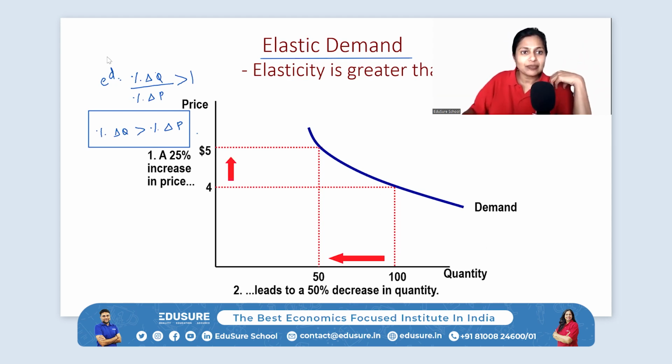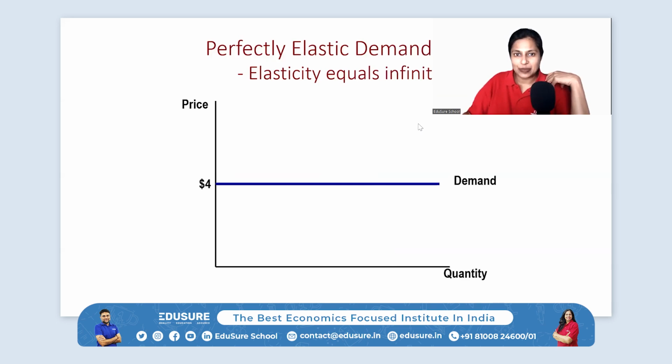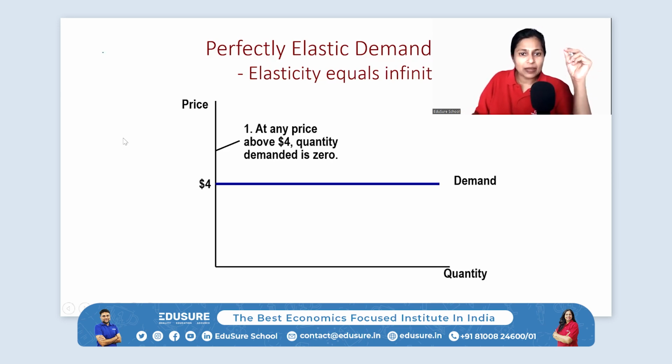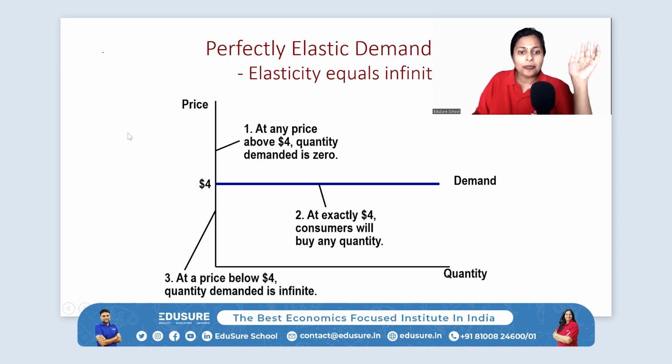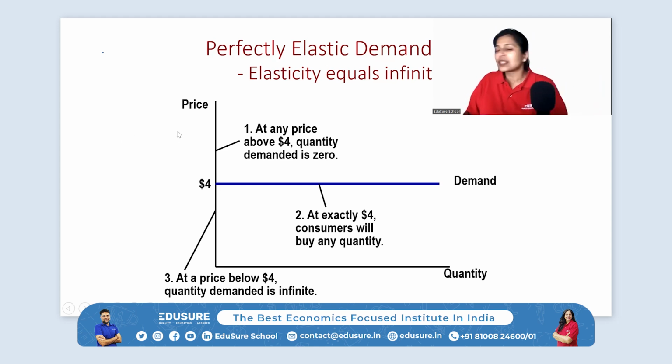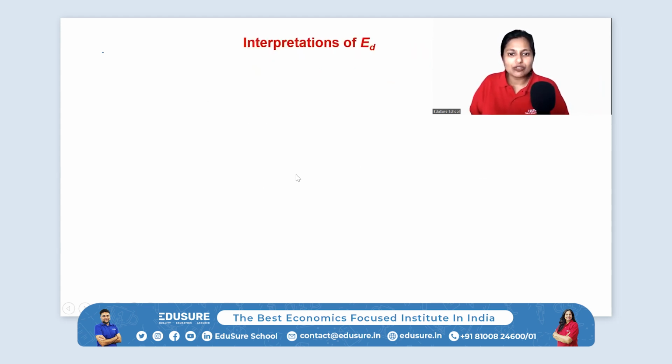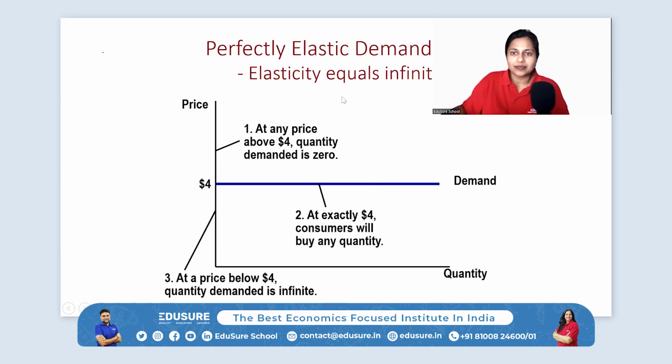Okay. Next, perfectly elastic demand. Perfectly elastic demand means elasticity is equal to infinity. At any price above 4, the quantity demanded is 0. At exactly 4, the consumers will demand any quantity. At a price below 4, the quantity demanded is infinite. This is basically the definition of a horizontal demand curve. The price cannot be more than 4, it will not be less than 4, it will only be 4. And at 4, the consumers can buy any quantity.